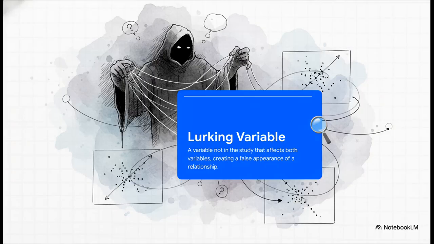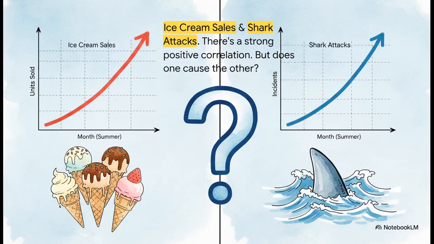Basically, a lurking variable is some other factor that's not even in your study, but it's back there pulling all the strings. It's affecting both of your variables, making it look like they're connected, when really, they're both just reacting to this hidden influence. Let's crack open another case file, a classic.